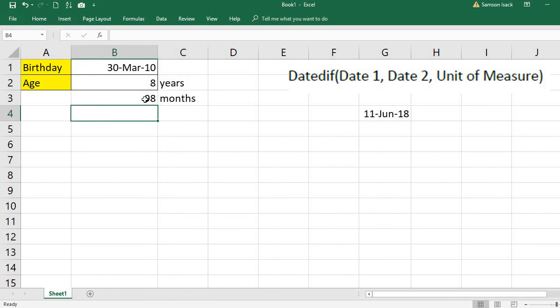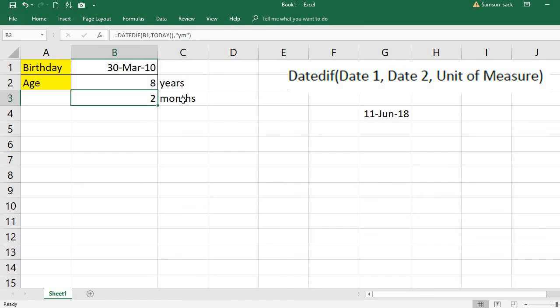I don't want cumulative months, only after 8 years how many months. That means I leave the year part and only give me the months. Then what you need to do is put ym. That means only the fractional months will come. Press OK. So this person is 8 years and 2 months old, who is my son. My son's birthday is this, and he is 8 years and 2 months old.